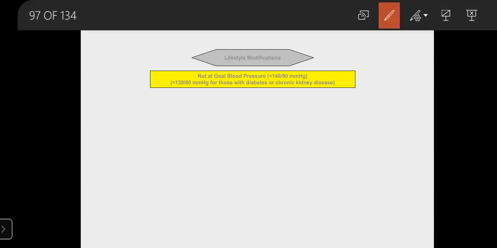So the algorithm for the management. Lifestyle modifications, not at goal blood pressure. The goal is a blood pressure less than 140 over 90, or less than 130 over 80 for those patients with diabetes and chronic kidney disease. You have two choices.